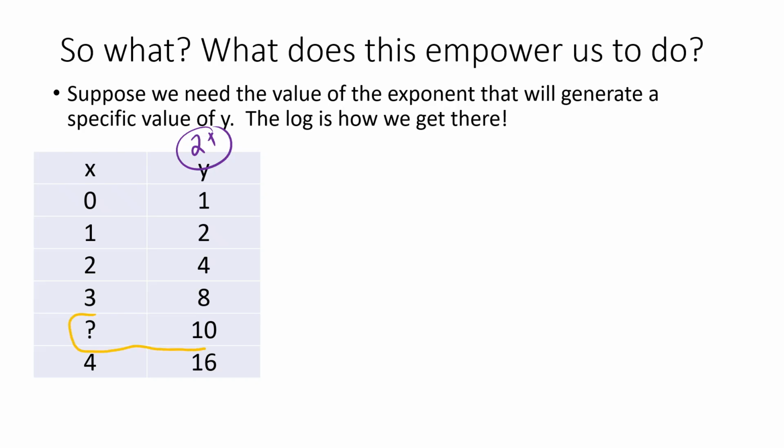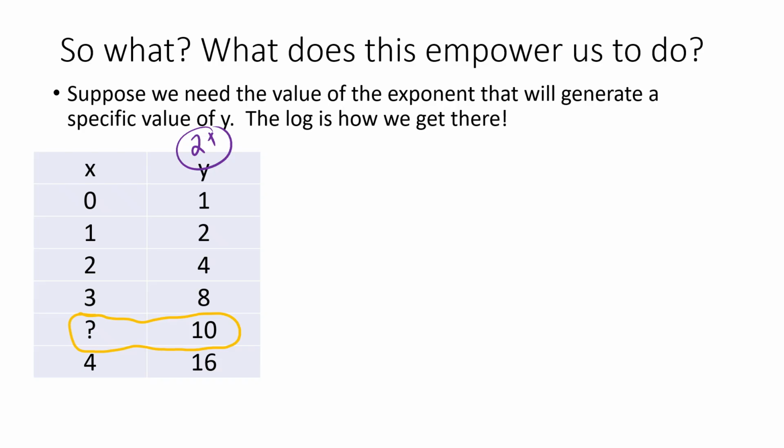So in this case, suppose I want to get a 10 out of this. What exponent is going to give me that 10? And you can tell from the table that it's going to be some kind of value between a 3 and a 4.